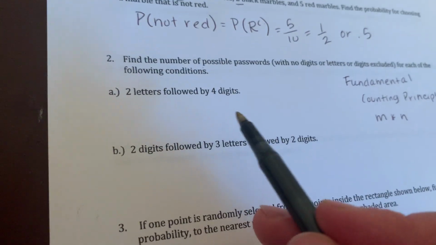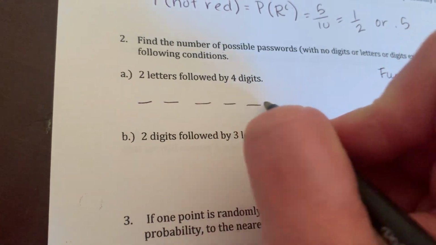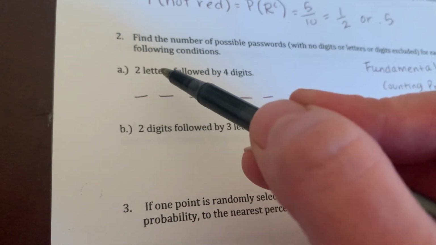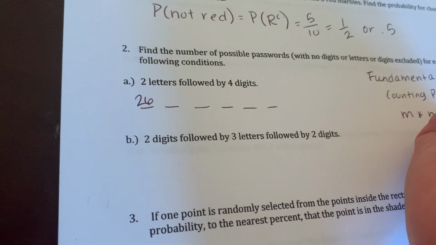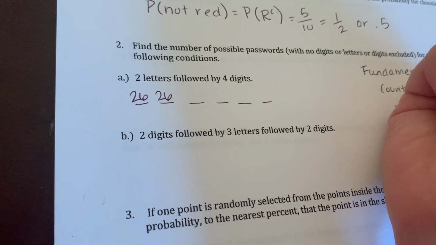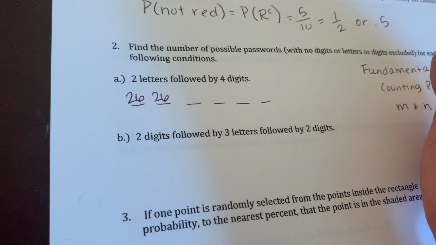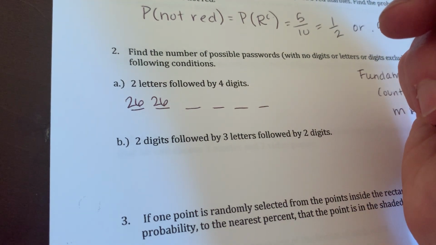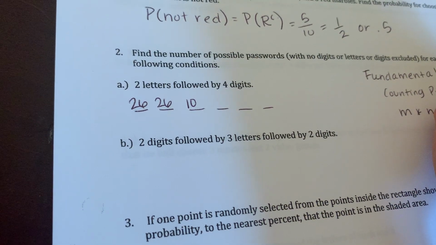So if I'm trying to find a password that has 2 letters and then 4 digits, how many ways can you do this? Well, how many letters are there in the alphabet? There's 26. And they didn't say you couldn't repeat, so you have 26 letters to choose from again. So you could put like D, F. And then digits. Well, 0 through 9, that's 10 digits. 0, 1, 2, 3, 4, 5, 6, 7, 8, 9. And the numbers could repeat. You could have 1, 1, 1, 1.